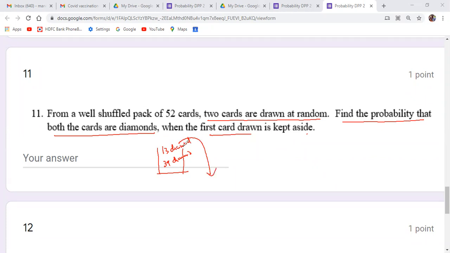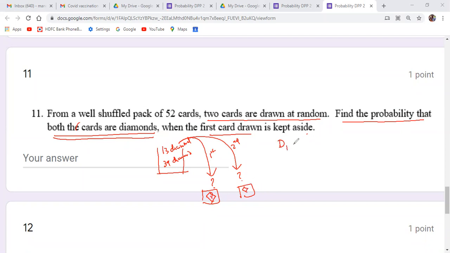So first card is removed, second card is removed. When can you say both are diamond? Austin is going to answer me this. This is the first card drawn, this is the second card drawn. What should be the card here to say that both are diamond? I must call both diamonds. Can I have a spade here? No. Diamond. Say first card should be a diamond, second card should be diamond. Then only both cards will be diamond.